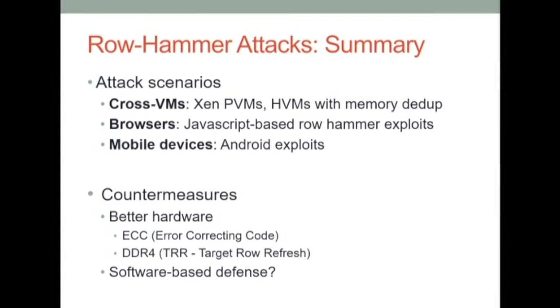And in terms of countermeasures, one easy countermeasure is just to use better hardware, like ECC memory or DDR4 memory. But it has been shown that an attacker can still conduct rowhammer attacks on those two types of memory. Whether the attacker can exploit the rowhammer vulnerability or not is questionable. Okay, we are not sure about that yet. Another countermeasure is a purely software-based defense, which we don't know how to do yet. This is still an open research question.